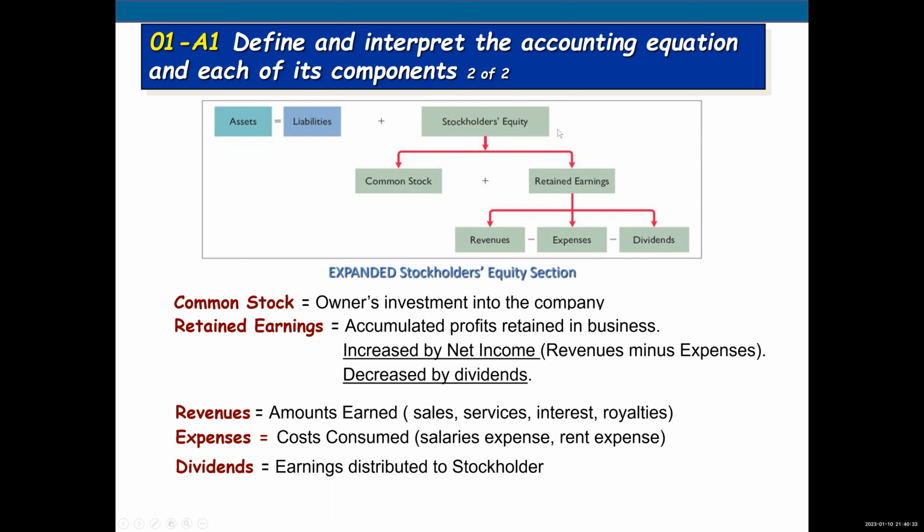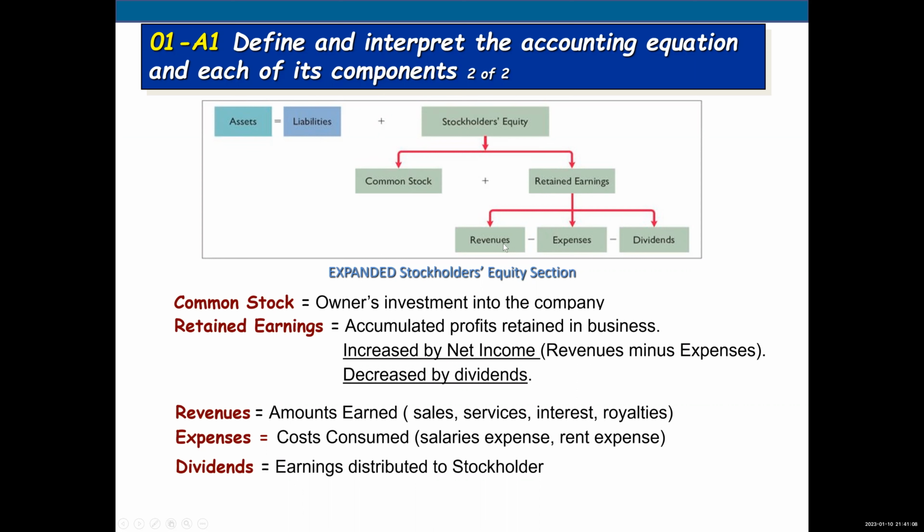The other component of stockholders' equity is retained earnings. Retained earnings is all the past profits that the company has earned and kept. And what is profit? Profit is revenues minus expenses. In accounting, we call that net income. Revenues minus expenses is net income, and all the net incomes are going to go into retained earnings.